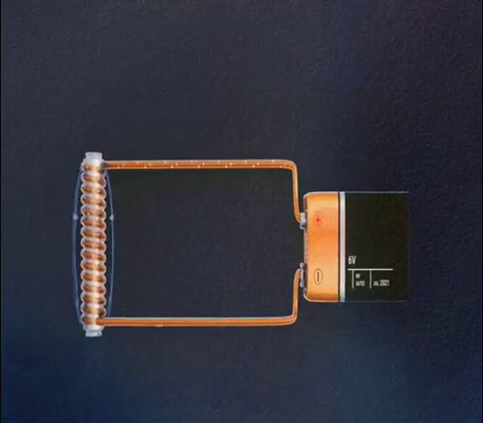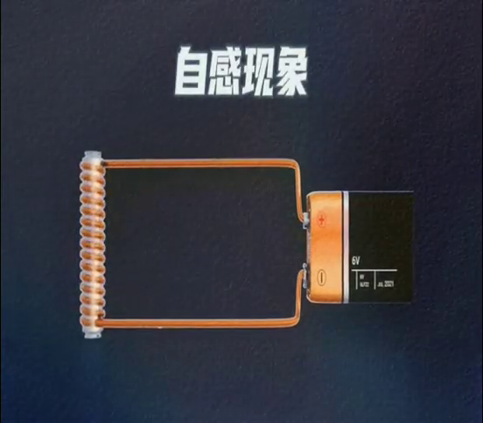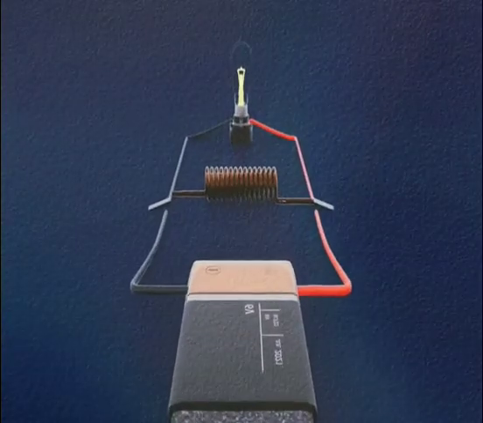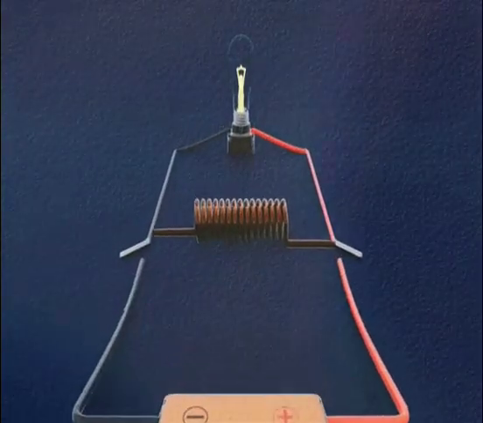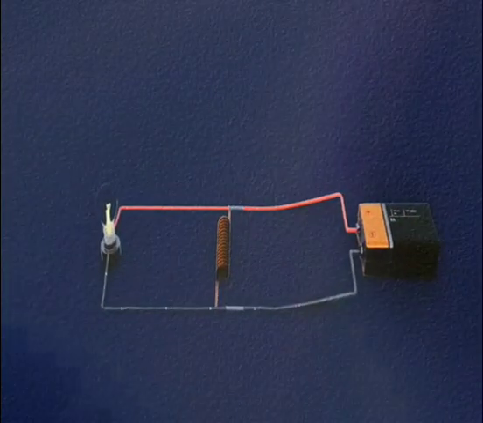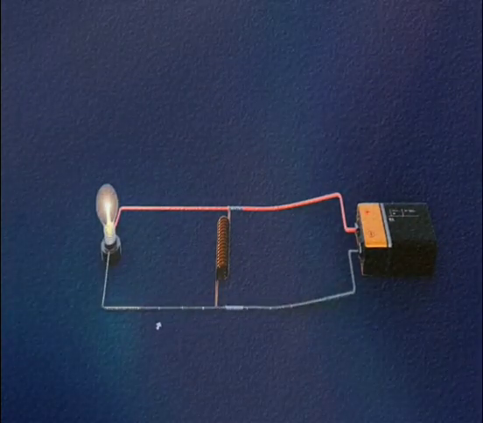Let's look at a simple example. If an inductor is connected in parallel between a light bulb and a battery, you'll notice something fascinating. When the circuit is closed, the light bulb lights up first, but then turns off after a moment. And when you break the circuit, the bulb lights up again briefly before turning off once more. Let's slow it down to see what's happening.